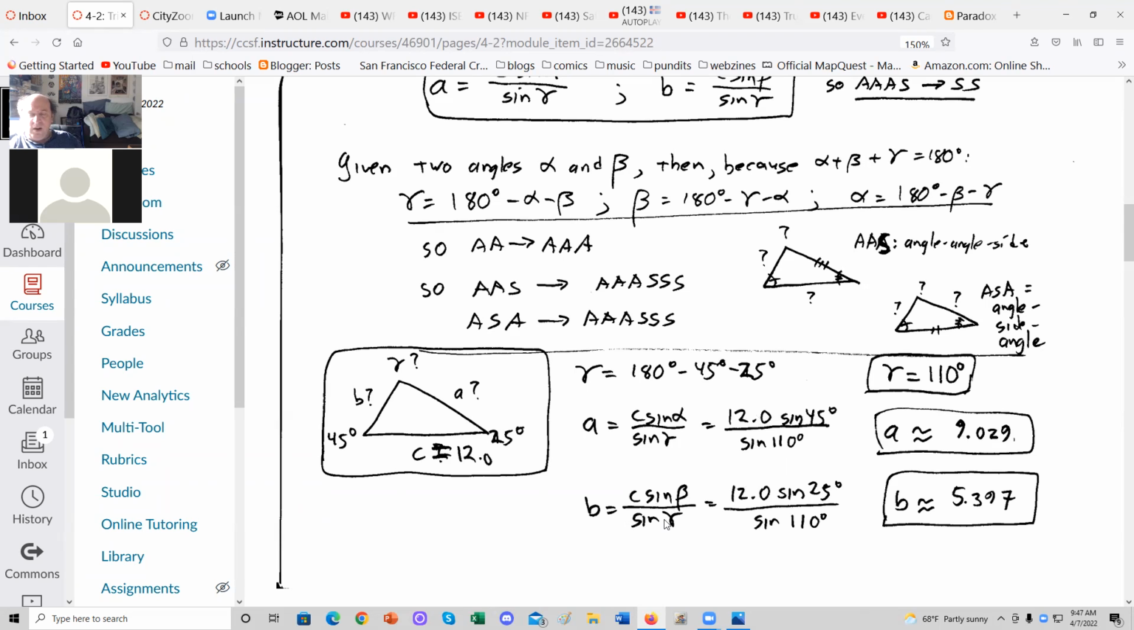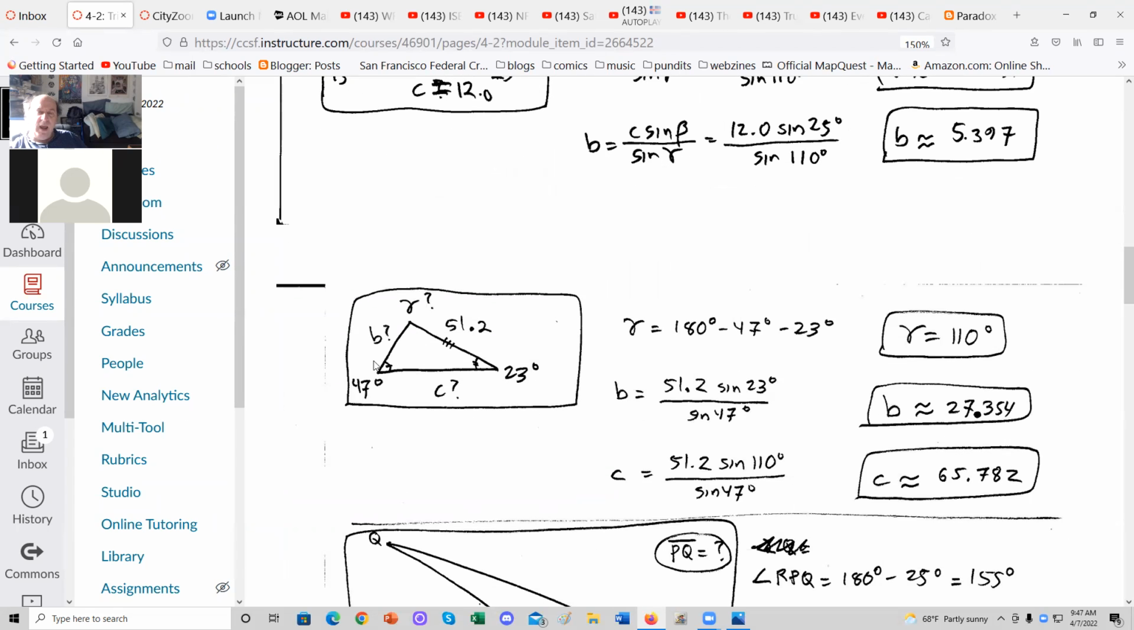B is C sine beta over sine gamma, and that will be 12.0 sine 25 degrees over sine 110. By the way, when you're doing it on a hand calculator, a very neat feature is that, having done the first problem, A, all you really had to do is call back the expression you evaluated with a second entry button, and use edit to change the 45 degrees to 25 degrees and keep the rest the same. A bit of a time saver. Push a button on the calculator and get B equals 5.397.